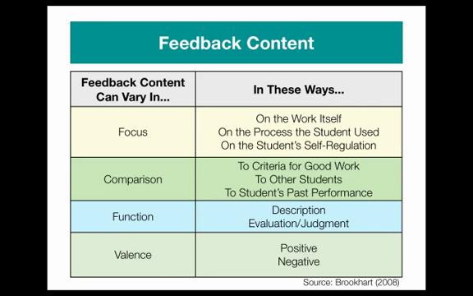Comparison. Feedback can make comparisons that are criterion referenced, comparing student performance to a standard, norm referenced, comparing student performance to that of other students, or self-referenced, which compares a student's current performance to his or her past performance. In general, the best kind of comparison is criterion referenced, as it helps the student determine where his or her current performance is relative to a learning target.